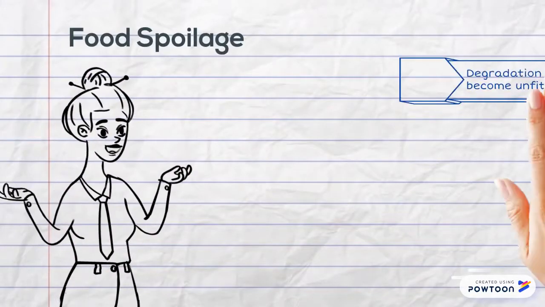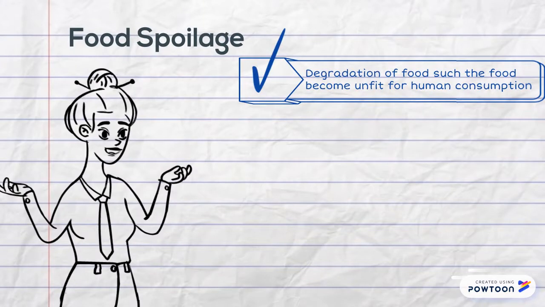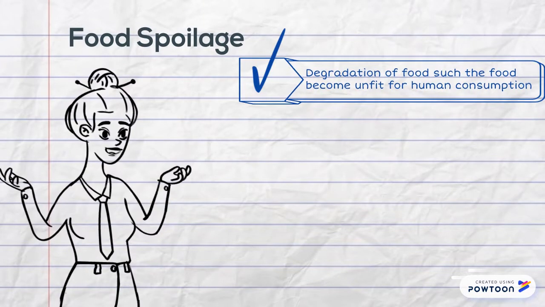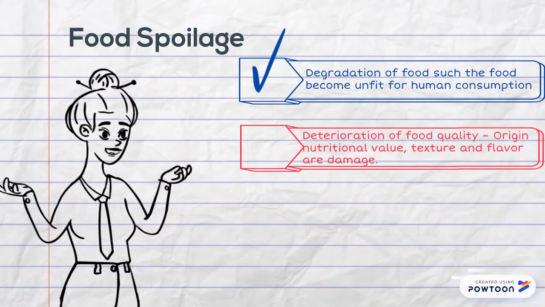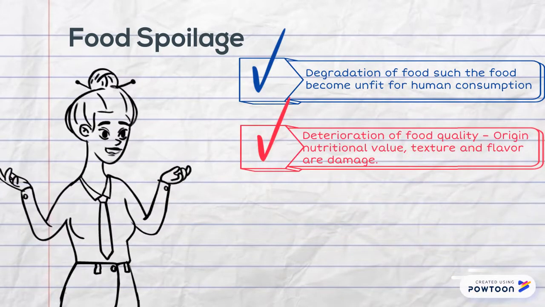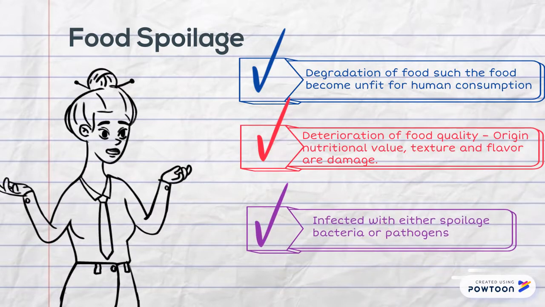Now we are going to talk about food spoilage. Food spoilage is defined as degradation of food such that food becomes unfit for human consumption, and this leads to deterioration of food quality. Origin, nutritional value, texture and flavor are damaged. This is mostly caused by either spoilage bacteria or pathogens.